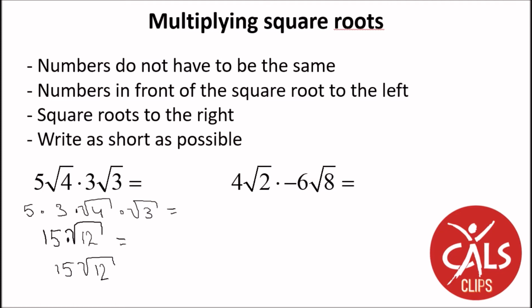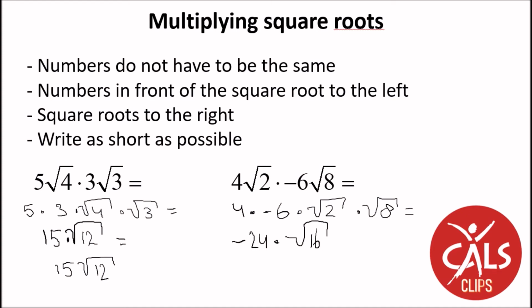Take a look at this one. We do the numbers to the left, so we have 4 times minus 6, and the square root of 2 times the square root of 8. 4 times minus 6 is minus 24, times the square root of 2 times the square root of 8. And that is, of course, the square root of 16. So this is the answer.